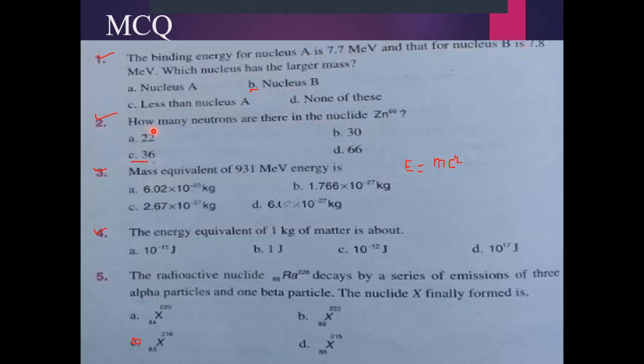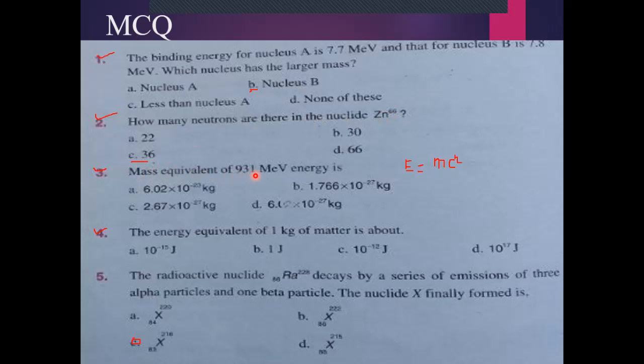Then second: how many neutrons are there in the nuclide Zn-66? We can find the number of neutrons by subtracting the atomic number from the mass number. So subtracting 30 from 66, where 30 is the atomic number or proton number of zinc, we get 36.